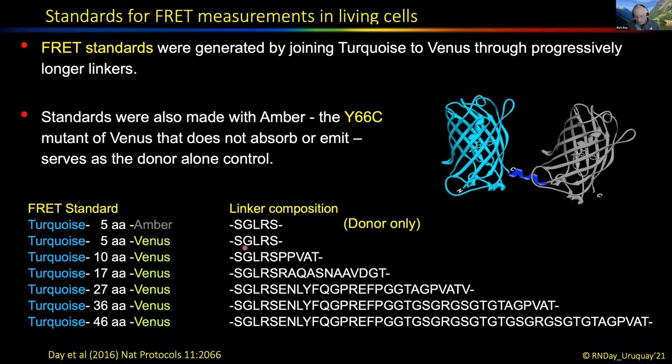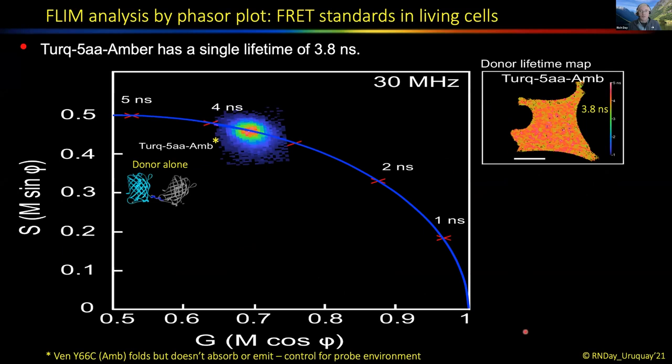Turquoise 5 amino acid Venus is going to be our highest FRET, our maximum FRET standard. And then by inserting progressively longer linkers, we have decreasing FRET efficiency. And these are very useful for us to calibrate and measure how well our system is working. And so now this is a living cell that's expressing turquoise 5 amino acid amber. And remember, this is our donor alone control. It falls directly on the semicircle, telling us it's a single component decay. It has a lifetime of 3.8 nanoseconds, which is the correct lifetime for turquoise.